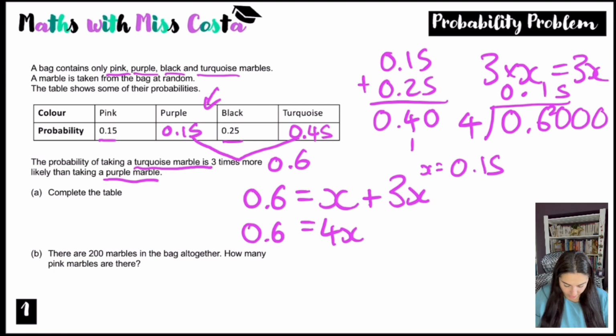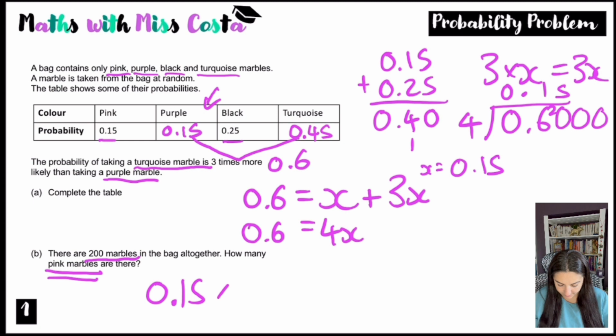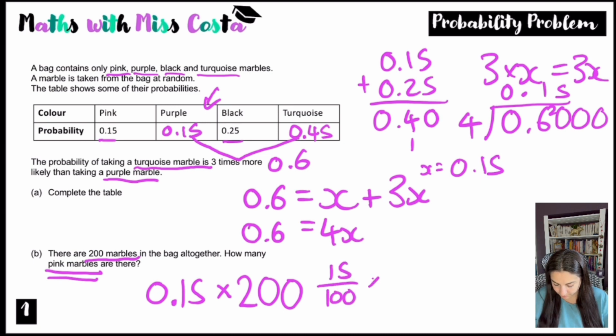Now, there are 200 marbles in the bag altogether. How many pink marbles are there? So if the probability of getting a pink marble is 0.15, I just need to work out 0.15 times by 200. Now, how can I do that? So what does 0.15 mean? It means 15 over 100 times by 200.